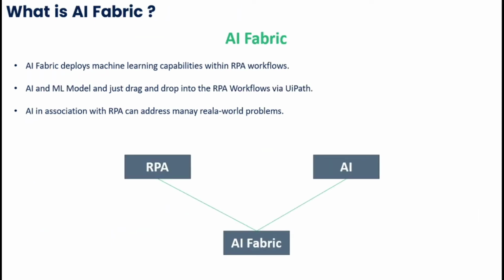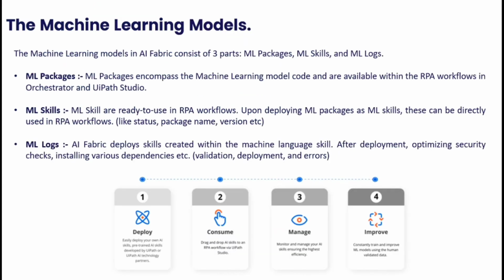So now I will talk about what is AI Fabric. As you can see, I have already mentioned all the AI Fabric points. AI Fabric is a machine learning platform that allows you to deploy, manage, and improve machine learning models within Studio. So in easy language, we can say that AI Fabric is a combination of RPA and AI. And one more thing, to use AI Fabric, you will have to change your community plan license into an enterprise license edition.